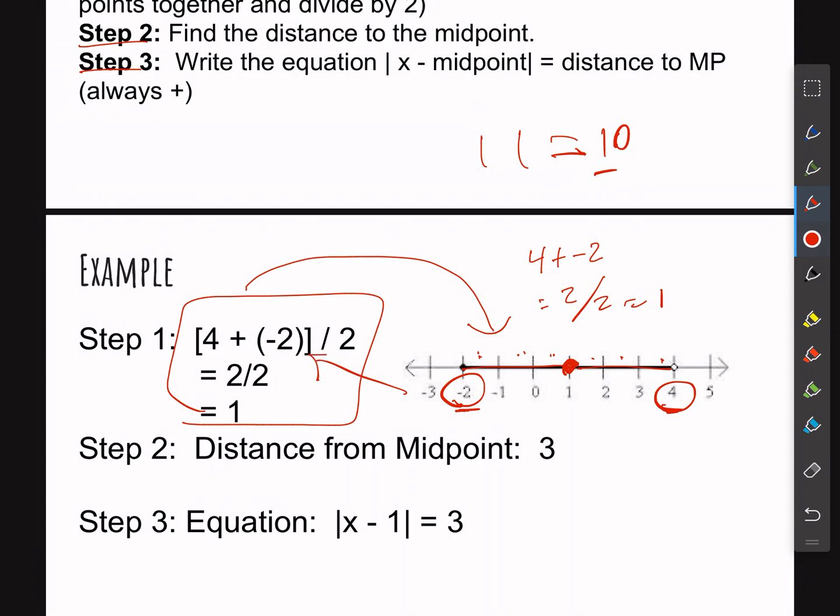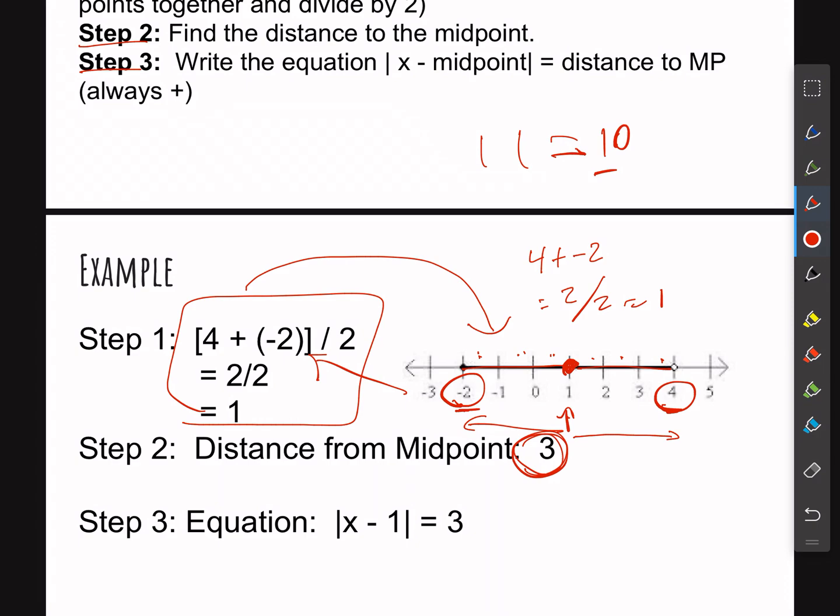Okay, so now what we have to do for step 2 is we got to find what the distance is. So this is our middle number. Absolute value is always talking about a distance from the middle number. Okay, so what distance do I go to get to here and here? It should always be the same. In this case, it is 3.